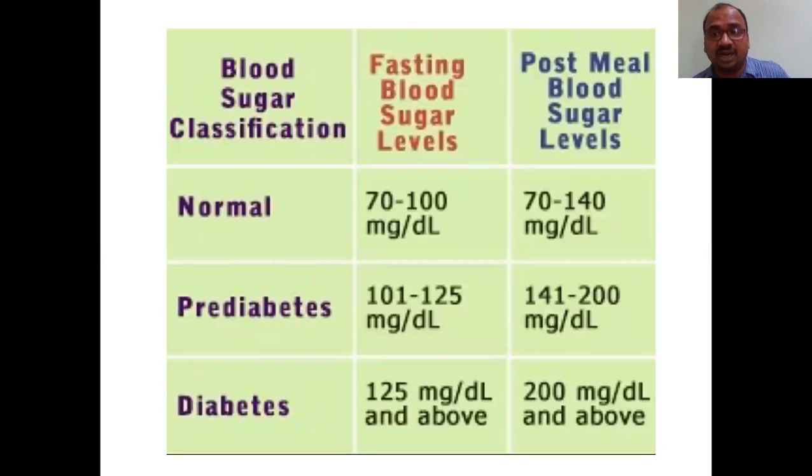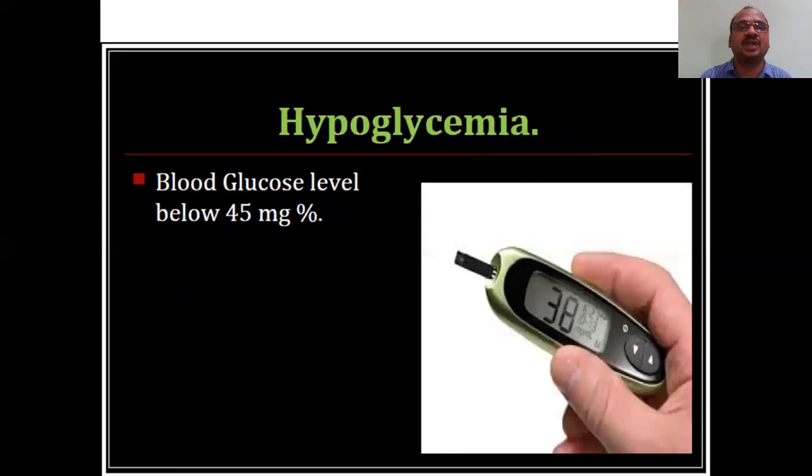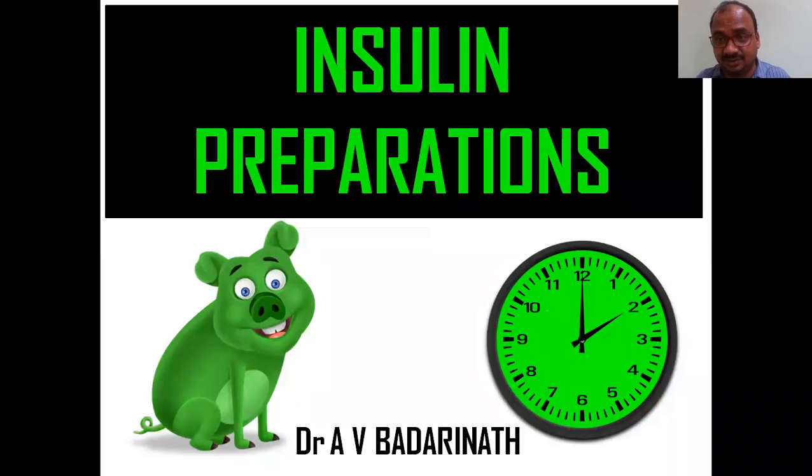This is the normal blood sugar level. Normal, pre-diabetic, before the diabetic, this is the part, and diabetes is 125. You have to keep in your mind, this is the fasting blood sugar; fasting and post meal, two are there. And this is hypoglycemia, hypo, less sugar, blood glucose below 40 to 45 mg percent. Okay. In the next slide, next video, we will see insulin preparations.